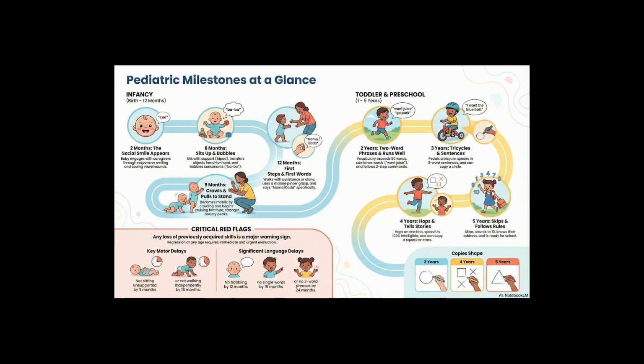Okay, what about height or length? The increase is staggering in that first year. Length increases by 50% by the time they're 1. 50%, so they're 1.5 times their birth length. Right. And then that growth slows down, but their length doubles by age 4.